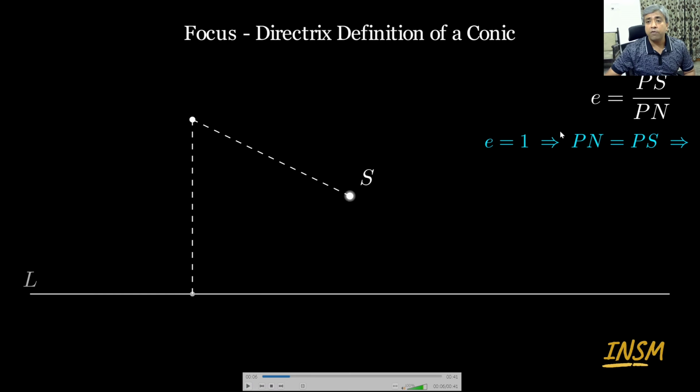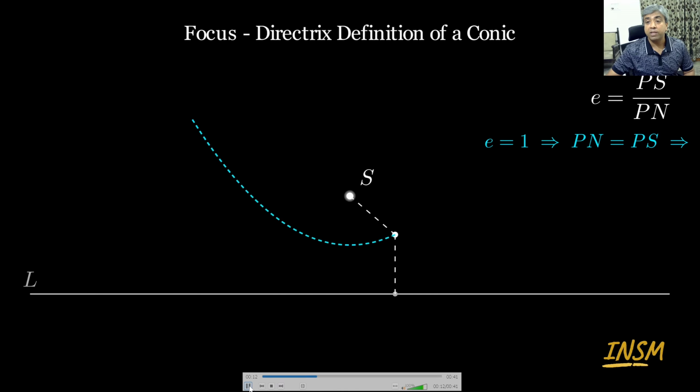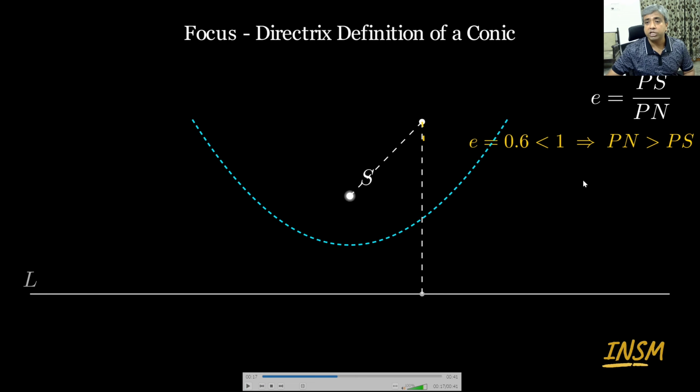Now if we put this eccentricity as 1, that is the ratio of distance from the fixed point to the distance from the fixed line, then PS will be equal to PN, and we will see how this variable point is going to move when its distance from the fixed point and the fixed line remains the same. It will move like this, forming a parabola. So when the distances to the fixed point and fixed line are equal, the conic that we get is a parabola.